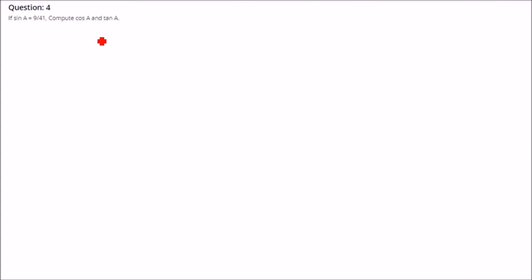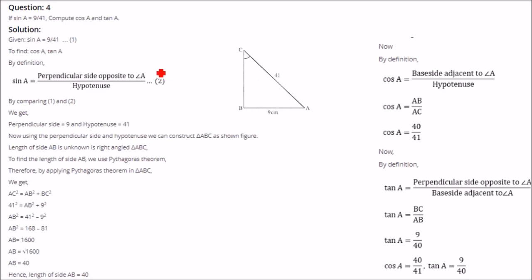They are equal. If sin A equals 9 by 41, we have to compute cos A and tan A. So here sin A is given. If you take this angle as A, this is 90 degree, this as C. So sin A means perpendicular upon hypotenuse. So perpendicular, that is this one. So this is 9 and this is 41.